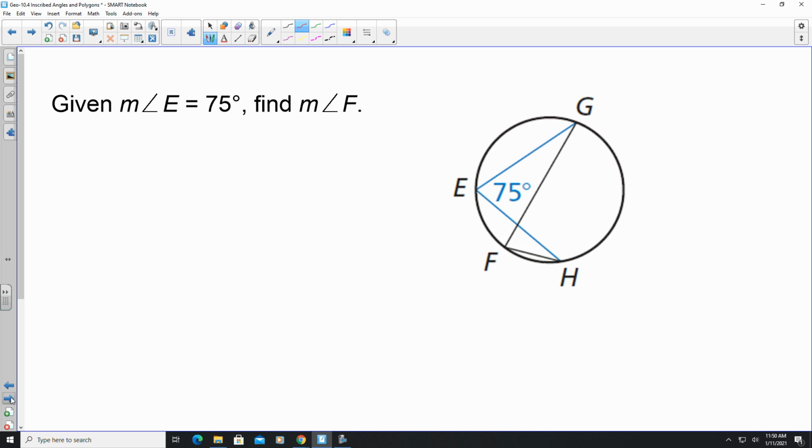So using that theorem, it says, okay, well, angle E is 75 degrees. What is F? So if you look here, this 75 degrees is with respect to arc GH. So F has that same idea because, oh, look, it overlaps arc GH as well. So that means that angle F is going to be also 75 degrees.